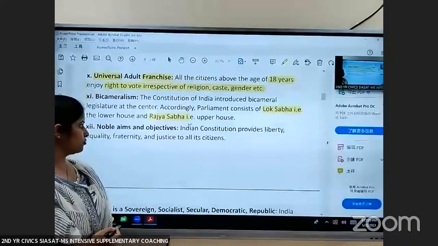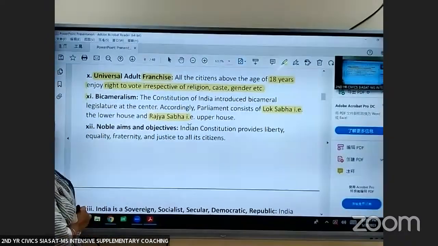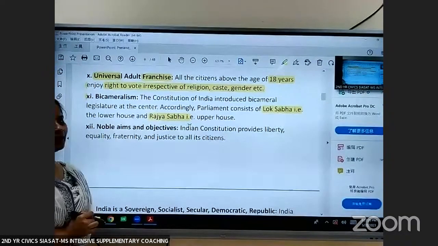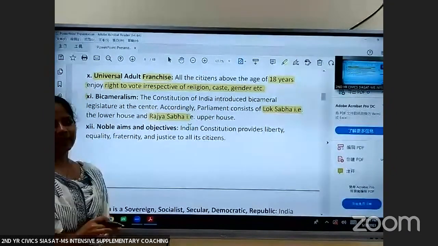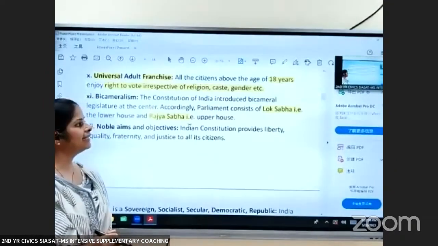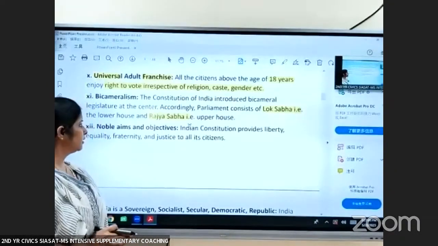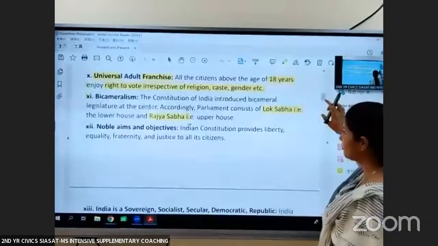Coming to the state government, only 6 states in India have a bicameral legislature. They have two houses, the Legislative Assembly and the Legislative Council. Telangana is one of those 6 states.